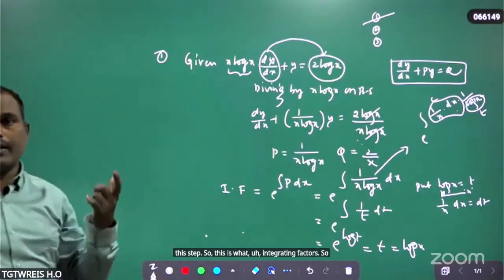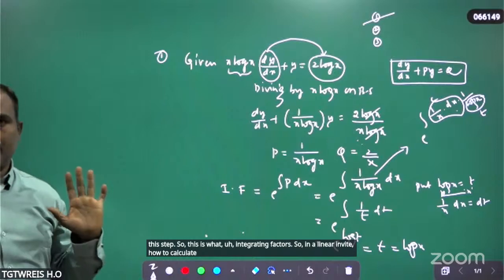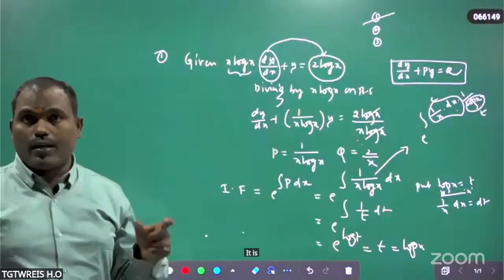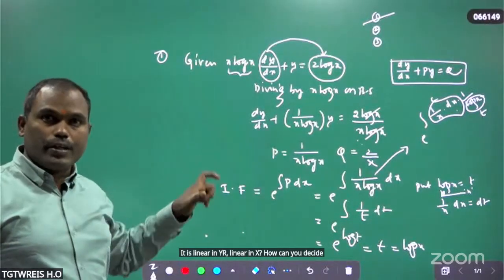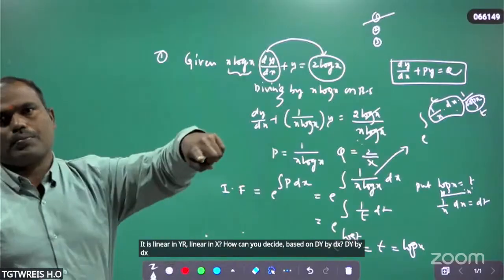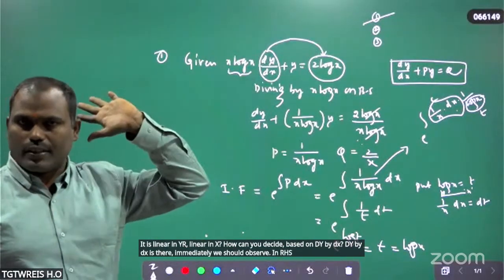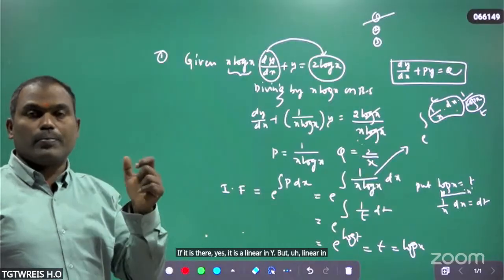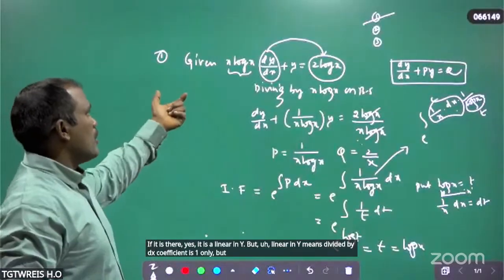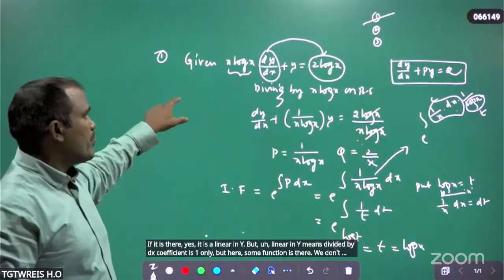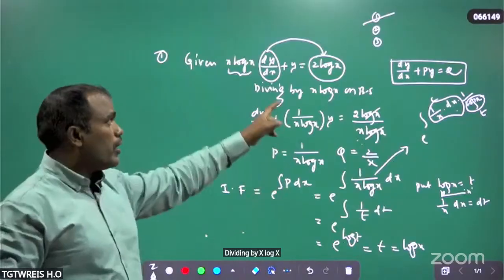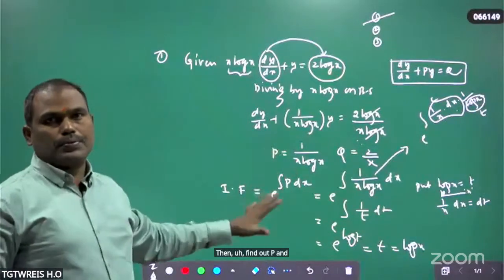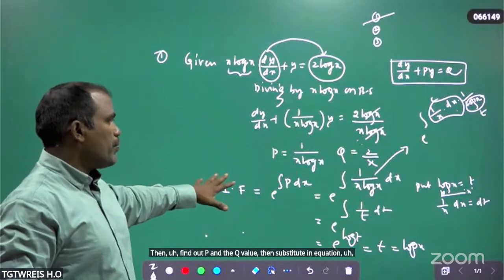So in linear in y, how do we calculate the integrating factor? First, we should observe that it is a linear differential equation, and whether it is linear in y or linear in x. How can you decide? Based on dy by dx. With dy by dx, immediately observe whether an x function is there on the RHS. If it is, yes, it is linear in y. But linear in y means the dy by dx coefficient is 1 only. Here some function is there, and we don't want that function. So divide by x log x, then convert to dy by dx plus py is equal to q, find p and q, then substitute in the formula, and we will get the answer.